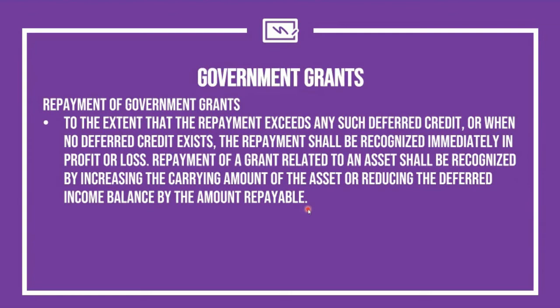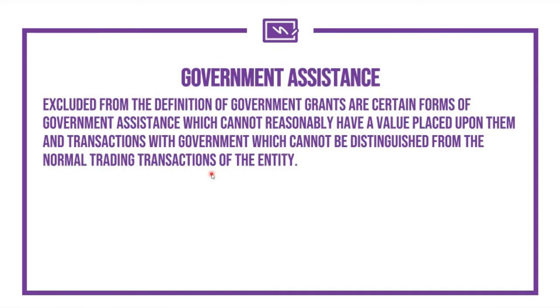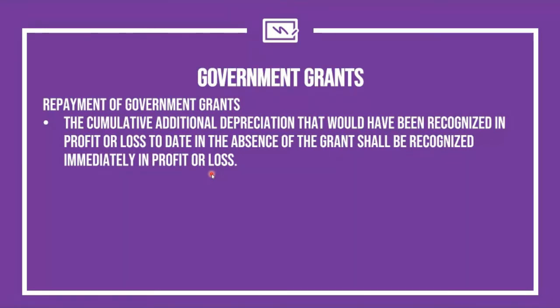So anyway, before we discuss, let's have the last portion. The cumulative additional depreciation that would have been recognized in profit or loss to date in the absence of the grant shall be recognized immediately in profit or loss. So what does this mean? This simply means that upon repayment, you need to determine first how much you're going to pay, because that will be the amount of the credit to cash.